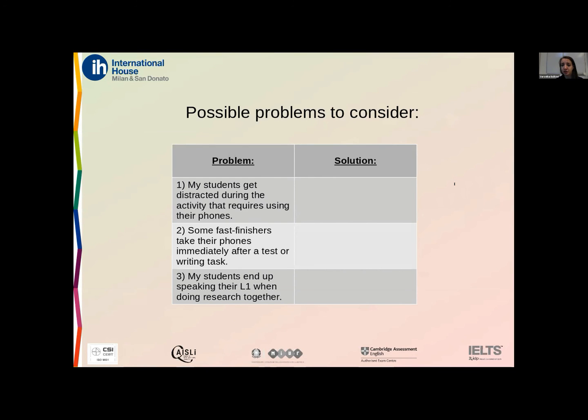Yeah, just ask students to turn off their phones. Encouraging them to use L2 as much as possible, a good one. Okay. I like the idea about fast finishers working as tutors in the class so they can help teachers. Give the marks for speed, interesting, okay.